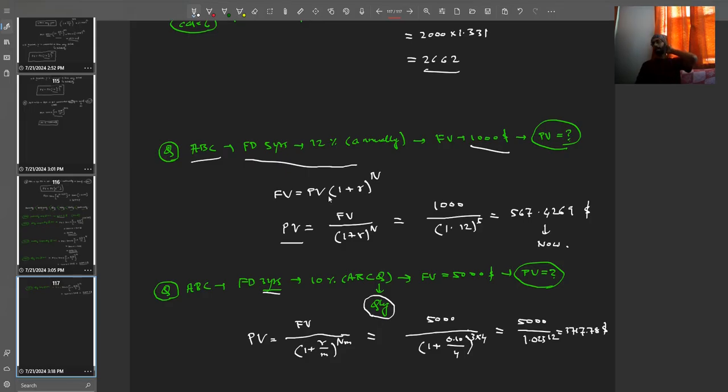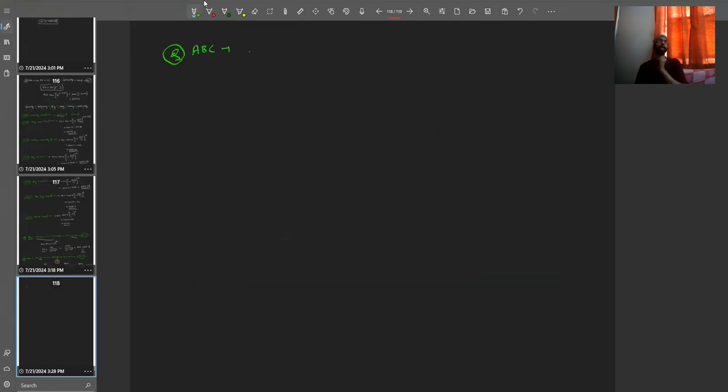What if this compounding was continuous friends? How will we calculate this? Let's look at that. ABC Bank has a fixed deposit investment scheme for 3 years where they give you a return of 8%, and this is annual return compounded continuously. Now you want at the end of 3 years to have $2,000. How much should you invest now? This is the question friends.